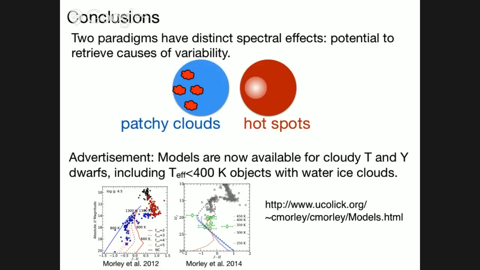And I'd also like to advertise briefly that models are now available for all of our cloudy T and wide dwarf spectra and photometry, including all of our 400 Kelvin and cooler objects that have the water ice clouds. So if you go to my website, which is listed there, you can download the spectra and the models. There are links there to the evolution models as well. So hopefully those are really useful for the community. Thank you very much.